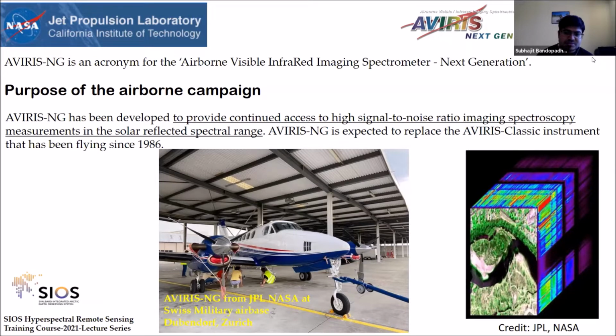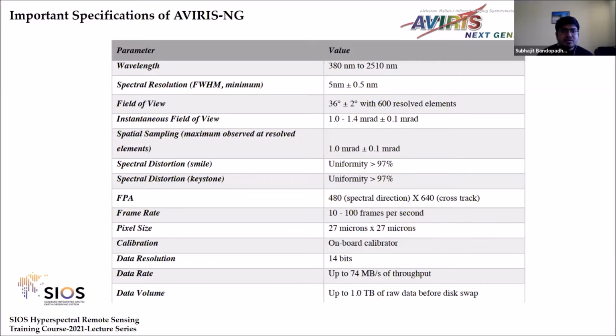This picture is very new, just from 2 months back. There was a massive airborne campaign of AVIRIS NG from JPL, NASA, and the University of Zurich, and I was there visiting at the Swiss military air base. So the basic specification of AVIRIS NG is a wavelength range that covers mostly 380 nanometers to 2510 nanometers, with a spectral resolution of around 5 nanometers to 0.5 nanometers, with a field of view of 36 degrees with 600 resolved elements.